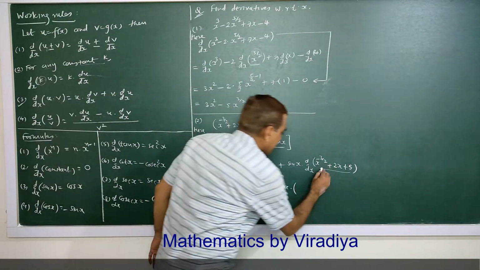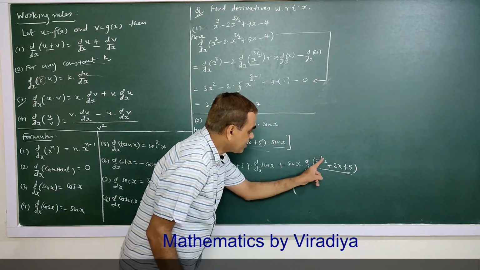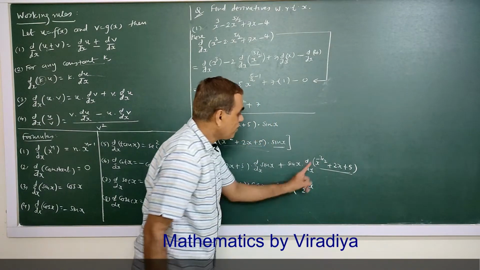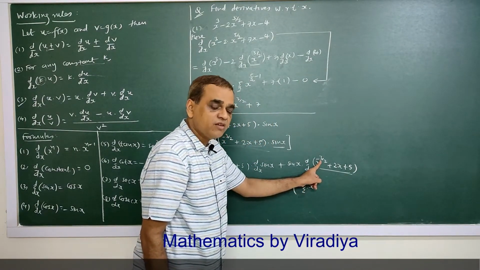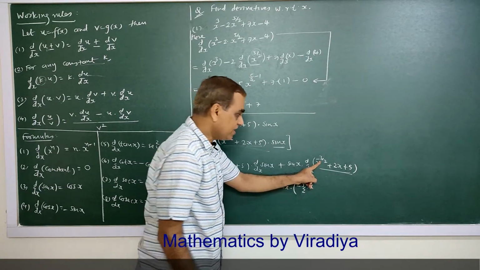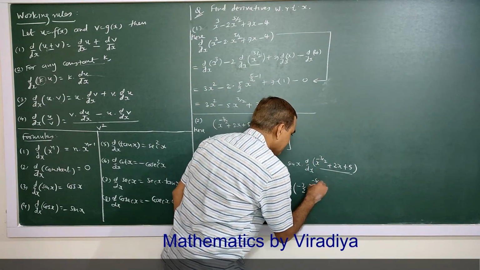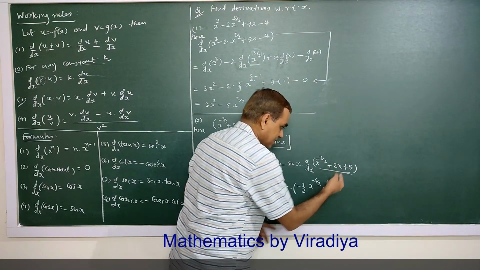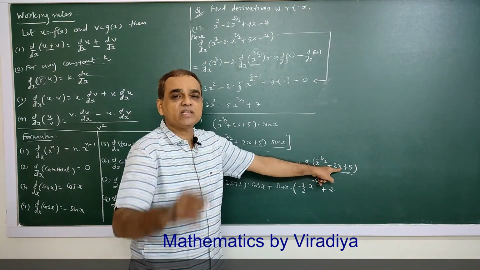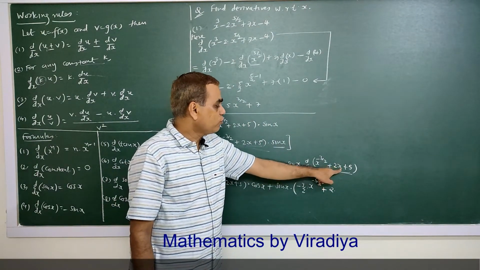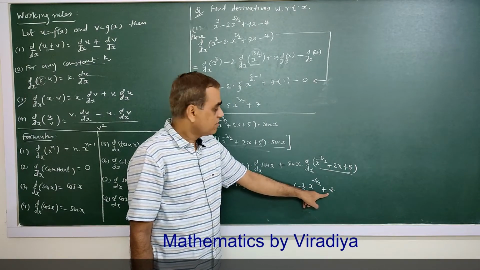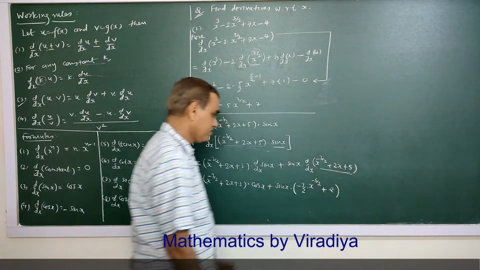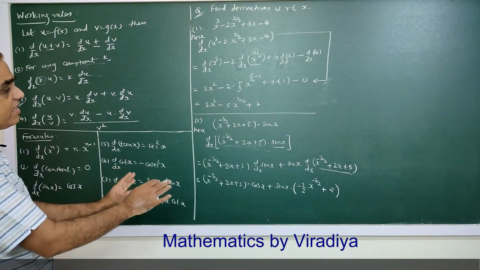Now here this is simple. So derivative of x raised to n is n times x raised to n minus 1. So minus 3 by 2 minus 1, so minus 5 by 2, plus derivative of 2x is 2 into 1. Derivative of x is 1, so derivative of 2x is 2, plus derivative of 5 is 0. So no need to put 0. So this is the required derivative.